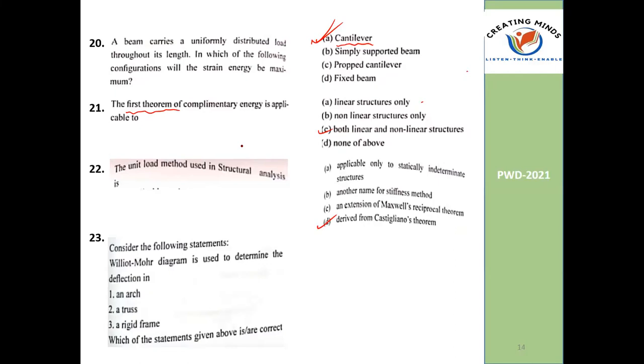Consider the following statements. Williot-Mohr diagram is used to determine the deflection of arch, truss, or rigid frame. Which one is correct? Any guesses? Truss, option B. Yes, always it is truss only. There is a chance of a question on this, so please make a star mark. This is the method used only for trusses. Try to remember this: the Williot-Mohr diagram is used for computing the displacements of joints in a truss.